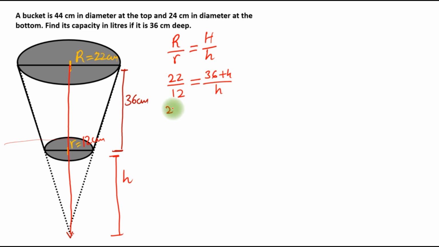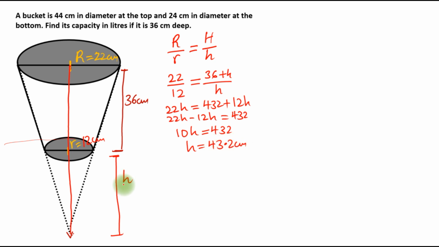So cross multiply, we have 22h is equal to 12 times 36, that is 432, plus 12 times h, that is 12h. So 22h minus 12h is equal to 432. Therefore, 22h minus 12h, that is 10h, is equal to 432. Therefore, h, dividing both sides by 10, is 43.2 centimeter. So the height of the smaller cone is 43.2 centimeter, and that is actually information that we need.